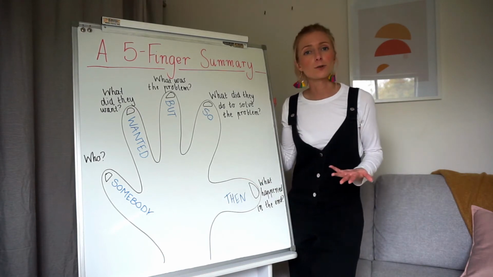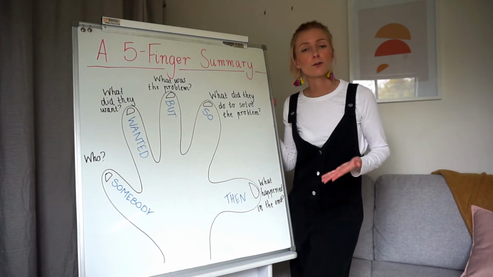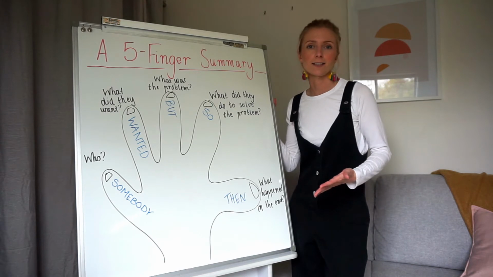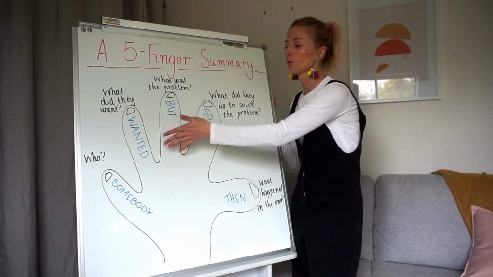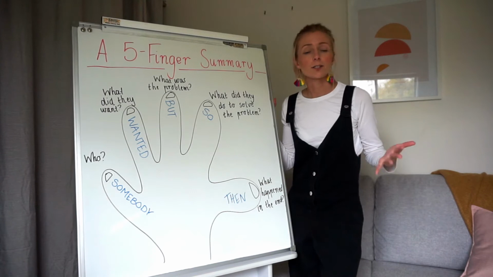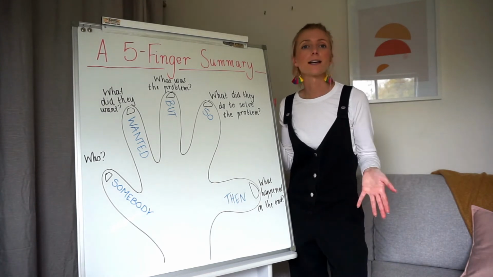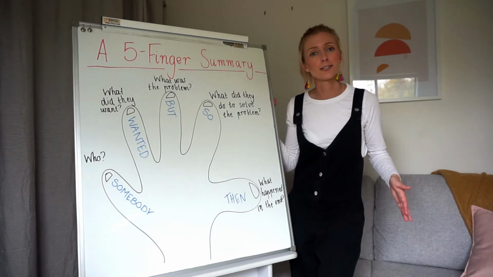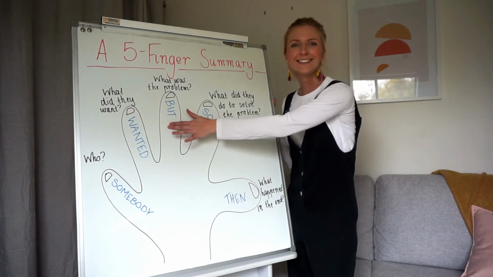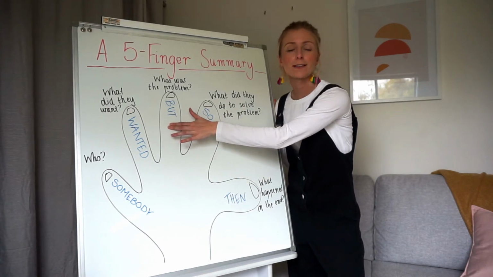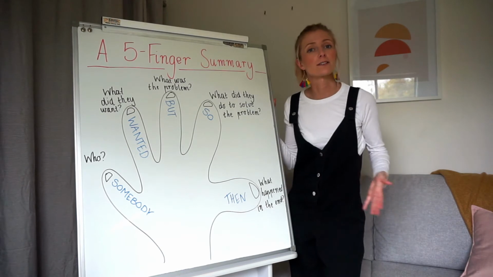Somebody. Who is the story about? Who was the main character or the main characters in the text? Then that has to link to wanted. What did that character or those characters want? And as we talked about in our problem and solution lesson, normally there's a bit of a but. There's a problem that happens that the characters have to solve by the end of the text.